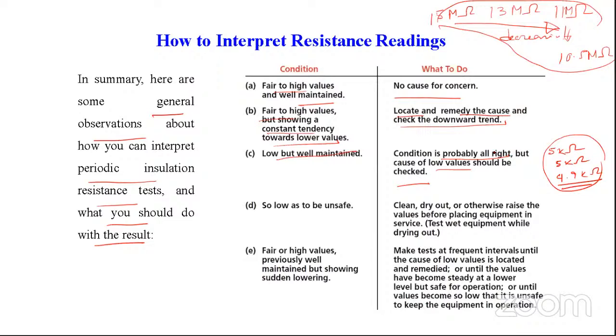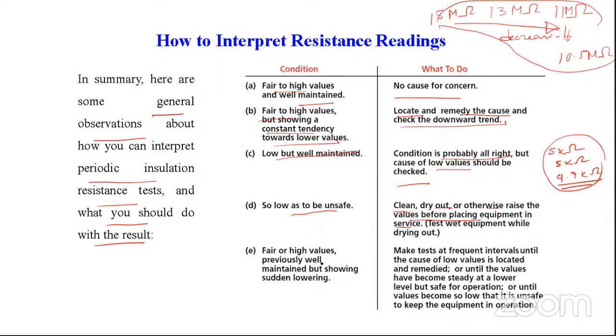You have to check whether there is a permanent leakage path or not. In that way, you have to identify the reason behind that low value. Low value, but well maintained, means the insulator condition is good, but you have to inquire why the value is low. It may be because if you use that insulating material for quite a long time, it basically offers that low value. Low has to be unsafe. So in that case, you have to clean, dry out, or otherwise raise the value before placing the equipment in service.